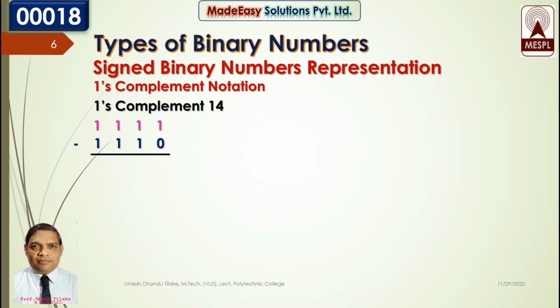So let's subtract. Start subtraction from the LSB, that is 1 minus 0, I will get 1. 1 minus 1, I will get 0. 1 minus 1, I will get 0. 1 minus 1, I will get 0.